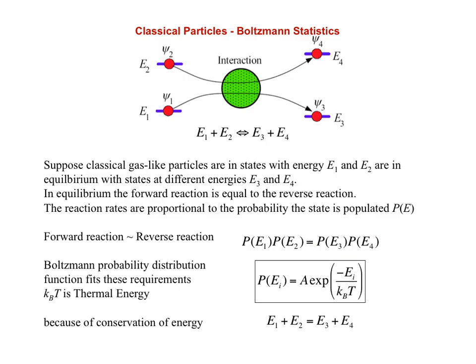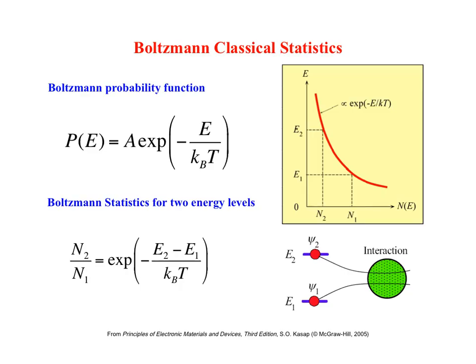The Boltzmann probability distribution function from classical mechanics satisfies this requirement because the product of this exponential is the exponential of the total energy, and by conservation of energy, the total energy before the reaction should be the total energy after the reaction. The classical Boltzmann probability function depends exponentially on energy, where particles with very high energy are much less probable than particles with lower energy.